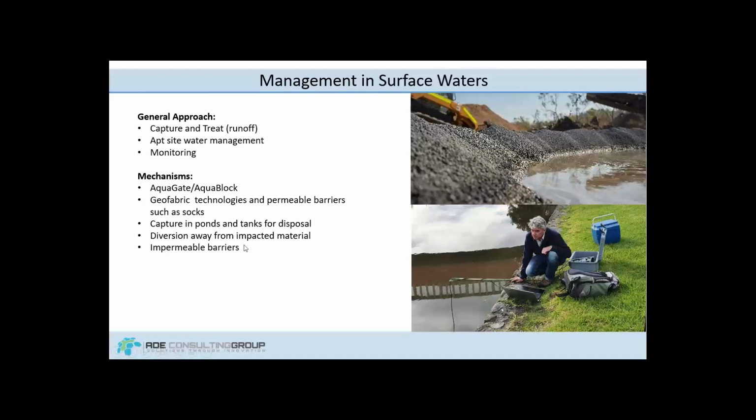And then I mentioned diversion away from impacted materials, or just use of impermeable barriers as a management technique, where essentially something like sheet piling or physical barriers can be put in place to stop water reaching a pathway where it could impact either human health or groundwater or the surrounding ecosystems.